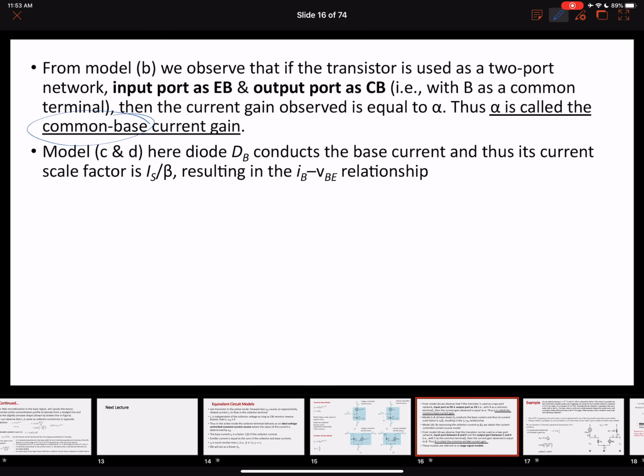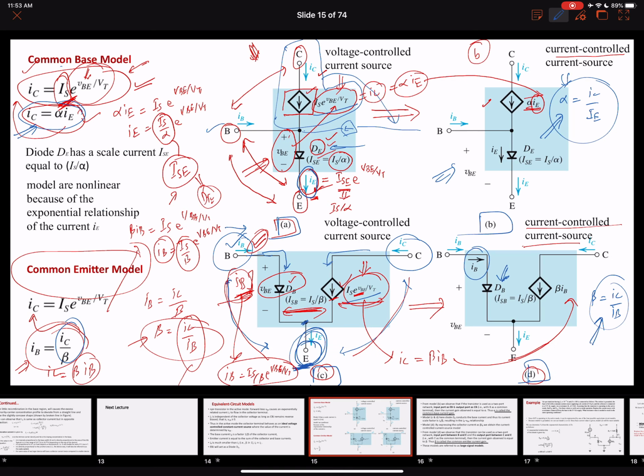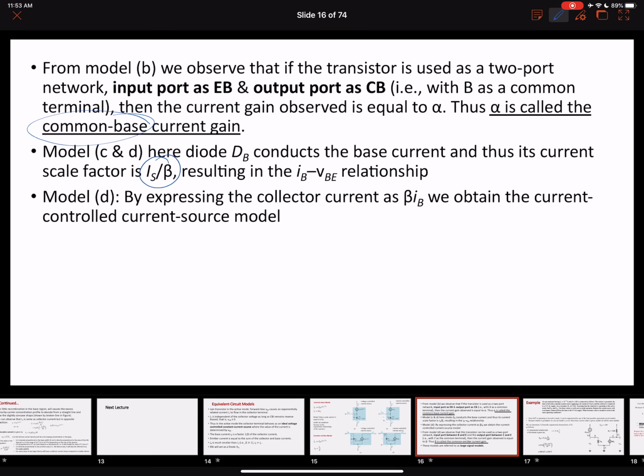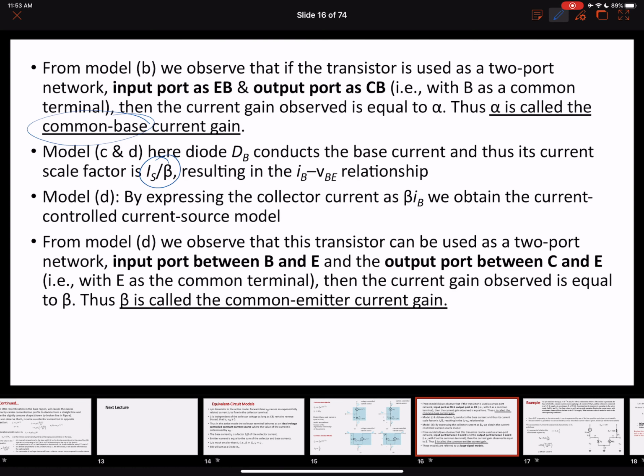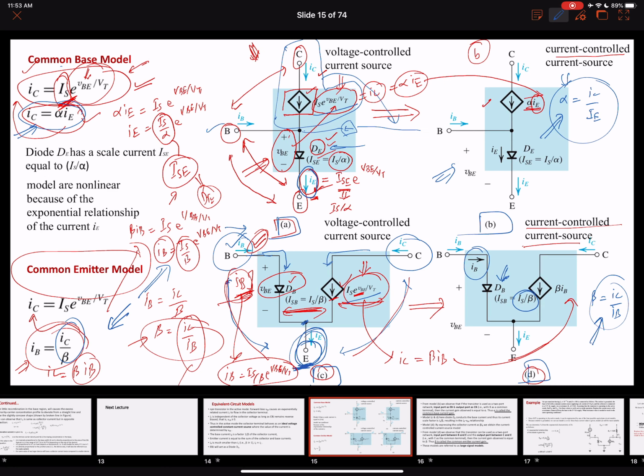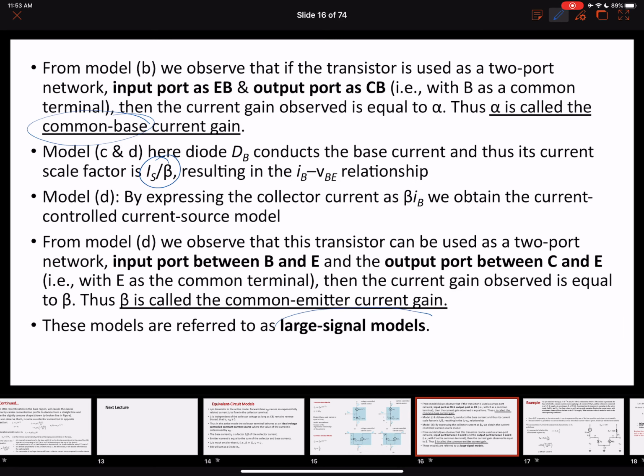Right, so the scaling current that it will depend on is equal to IS over alpha, IS over beta, and we ended up finding it out over here. Sorry, actually over here. Okay, similarly, we saw that this model again is a model for the common emitter, and our beta is the common emitter current gain. And finally, these are the large signal models. We're also going to talk about the small signal models in a few lectures in the future.